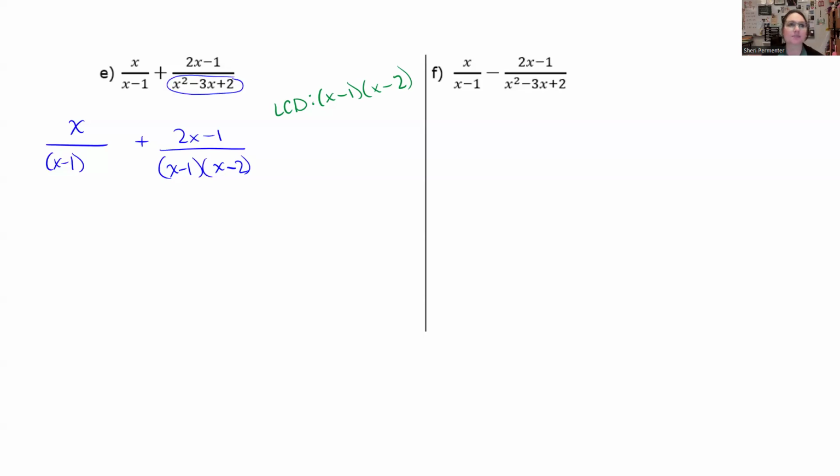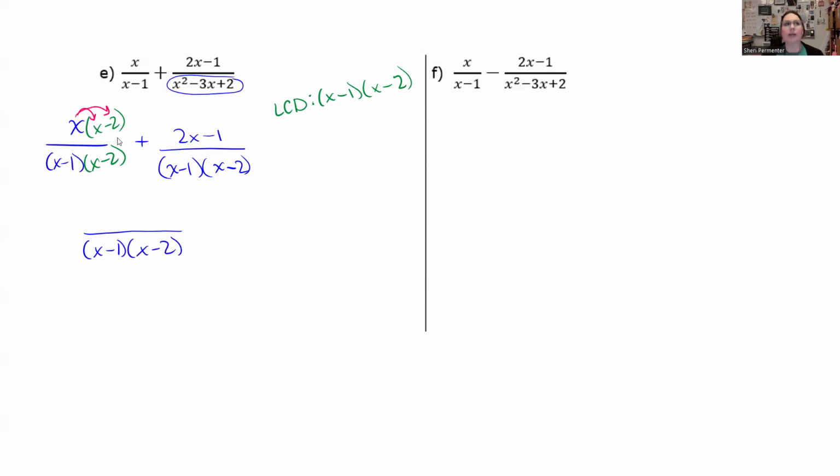Just a little hint. So this one is missing the x minus 2. I have to multiply the numerator and denominator by x minus 2. And so I'm going to rewrite this and make sure that I distribute the x to both pieces as I rewrite. Also, now that the denominators are the same, when I combine them, the denominator does not change. x minus 1, x minus 2.